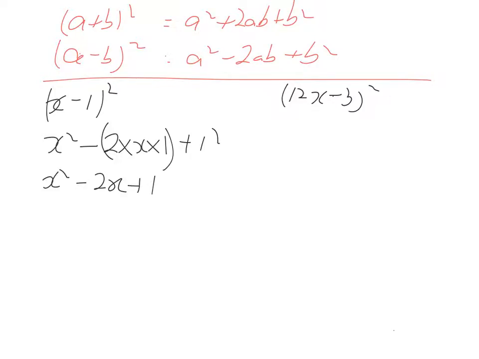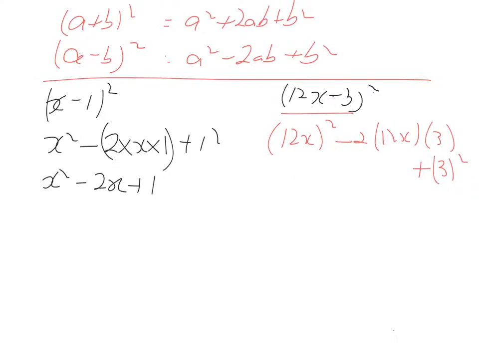Okay, let's have a look at this next one. Use a different colour. So we've got 12x minus 3 all squared. So our first term is 12x. The whole thing needs to be squared. Minus 2, and we have 12x, and we have 3. And then we'll say plus 3 squared.